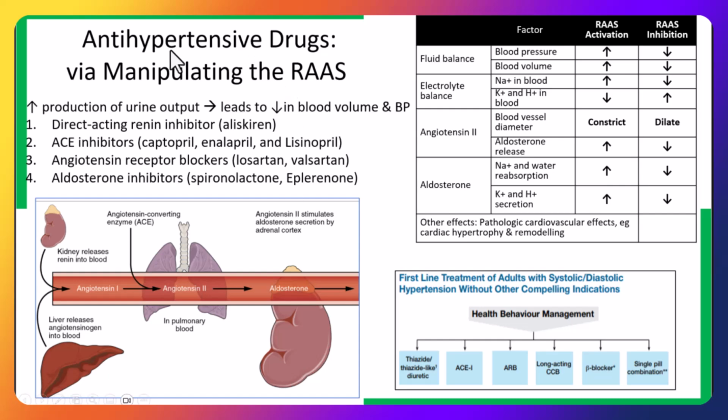Now, looking at drugs that would manipulate that renin-angiotensin aldosterone system, we would call these antihypertensive drugs because they are trying to return blood pressure to normal. There are 4 listed here: direct-acting renin inhibitors, ACE inhibitors, angiotensin receptor blockers, and aldosterone inhibitors.